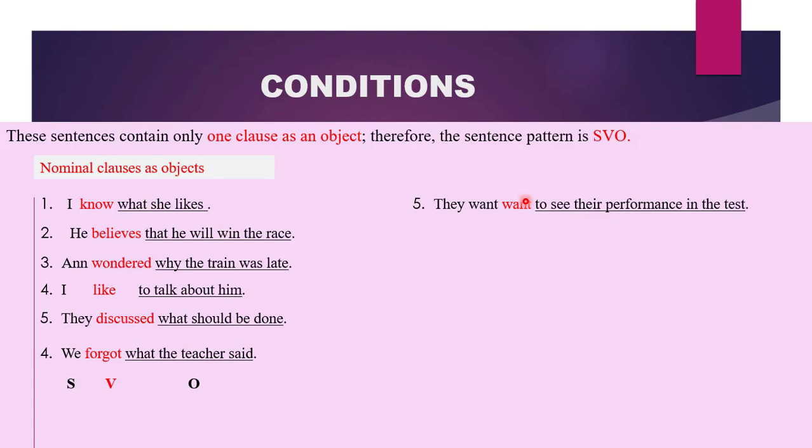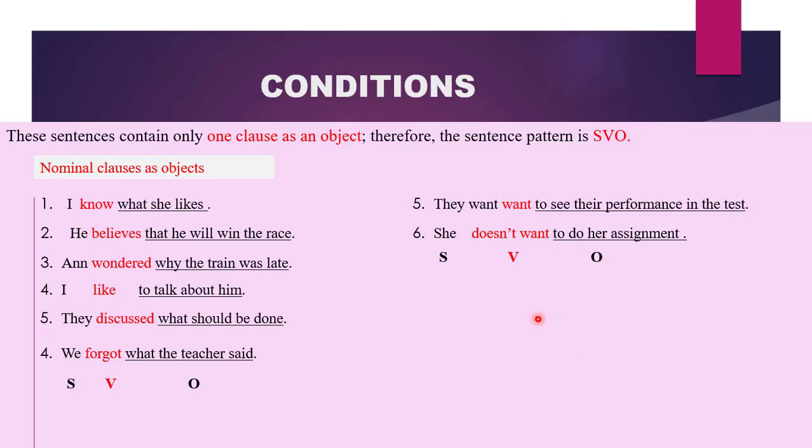it receives the action. She doesn't want to do her assignment. You can say she doesn't want a car, she doesn't want a house, she doesn't want a dog. So the function that a car, a dog, and a house will play will be the same function as what this to infinitive clause is playing. So to do her assignment is what she doesn't want. Therefore, it is receiving the action doesn't want. It becomes our object. So we have our SVO pattern.